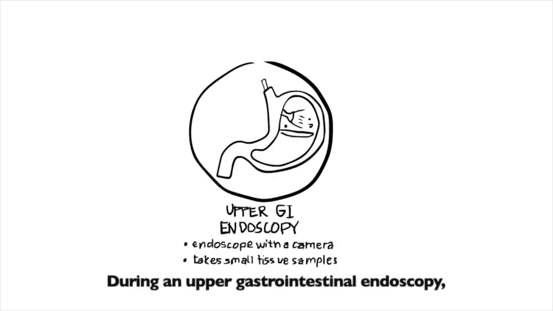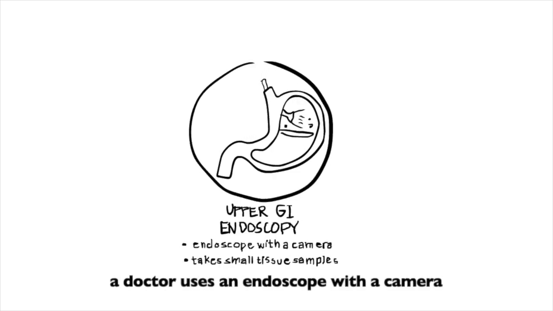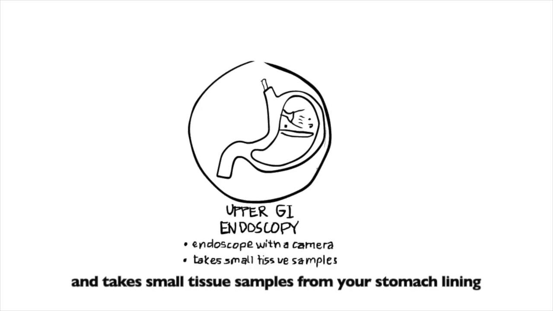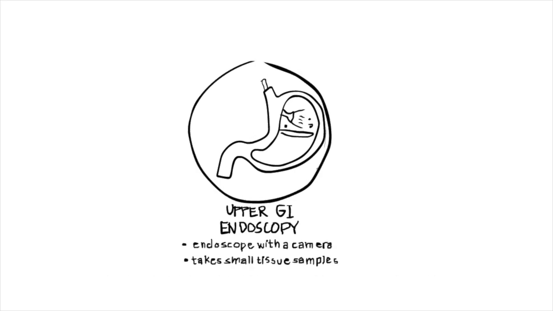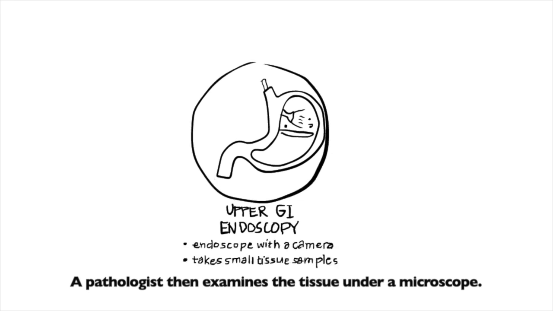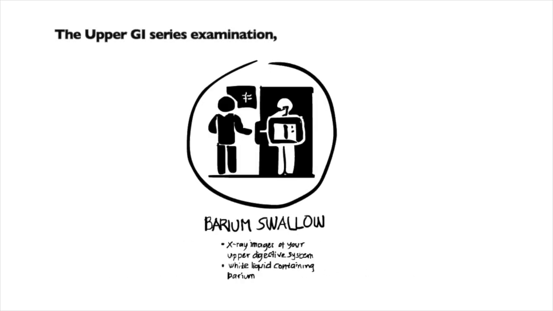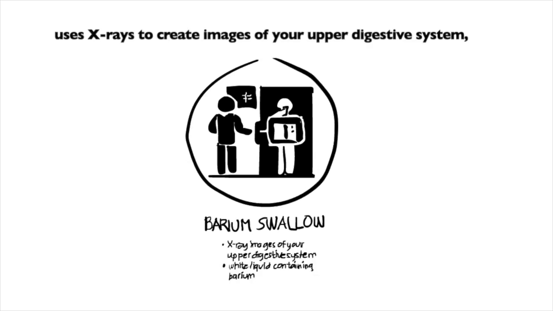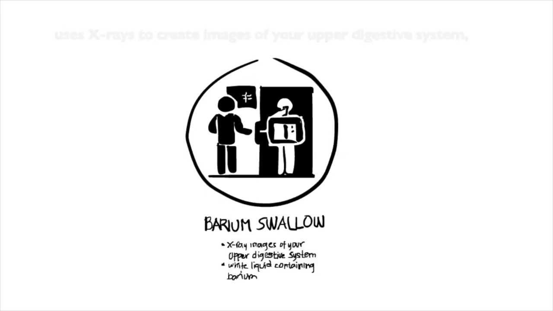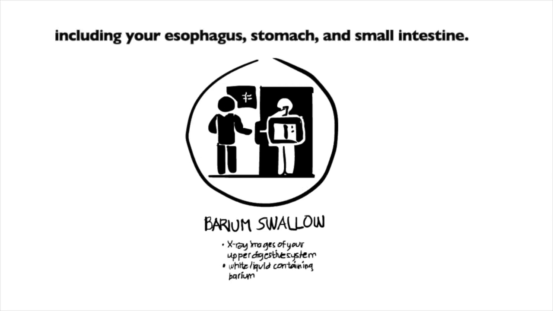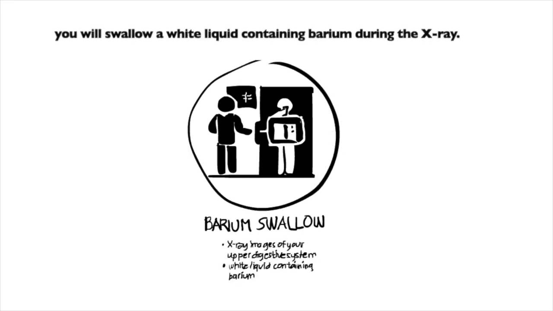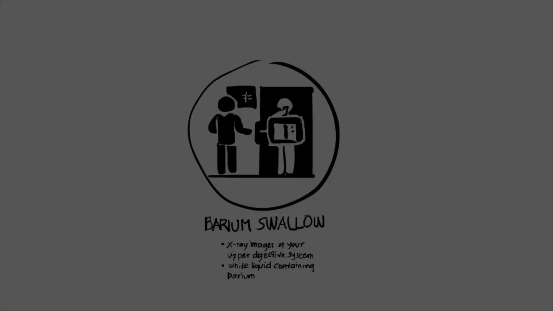During an upper gastrointestinal endoscopy, a doctor uses an endoscope with a camera to see your upper gastrointestinal tract and take small tissue samples from your stomach lining using an instrument passed through the endoscope. A pathologist then examines the tissue under a microscope. The upper GI series examination, also known as a barium swallow, uses X-rays to create images of your upper digestive system, including your esophagus, stomach, and small intestine. To make an ulcer more visible, you will swallow a white liquid containing barium during the X-ray.